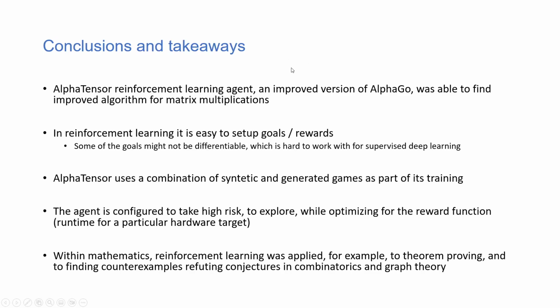So some of the conclusions that we can draw from this is that AlphaTensor is a reinforcement learning agent that improved on AlphaGo, and it was able to equal or improve the algorithms for matrix multiplication using the decomposition. And it was easy to set up the rewards and goals, and some of them might not be differentiable, which would be hard or impossible for supervised deep learning.